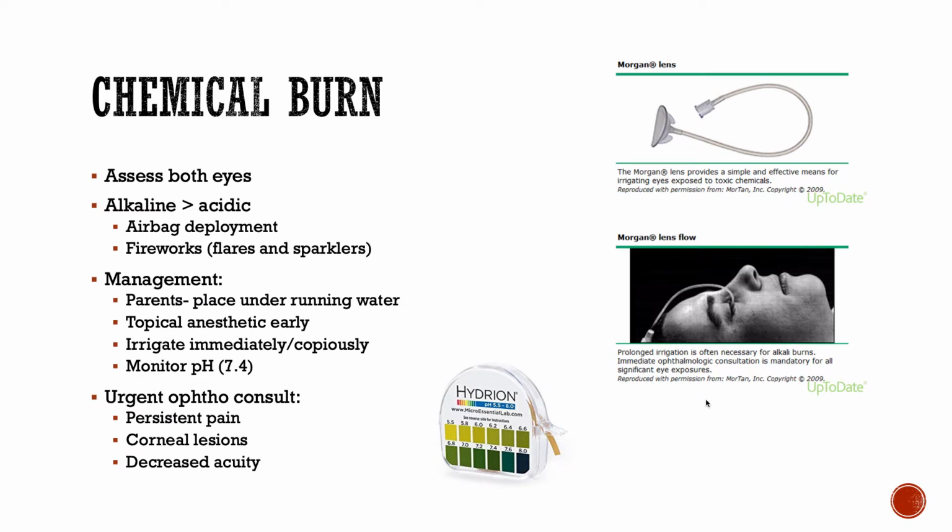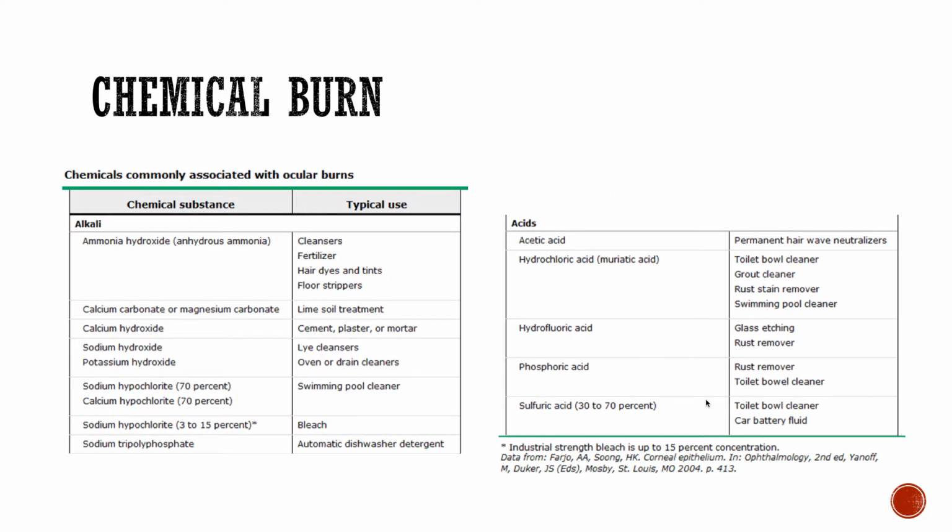So when to consult ophthalmology: even after treatment and irrigation, if they're having persistent pain, if they have any associated corneal lesions, or if they have decreased visual acuity, then that would be one that would have closer follow-up with ophthalmology. So these are some of the common substances, both alkaline and acidic.